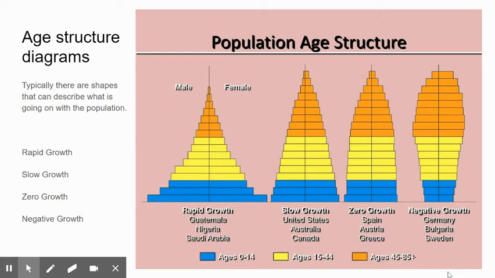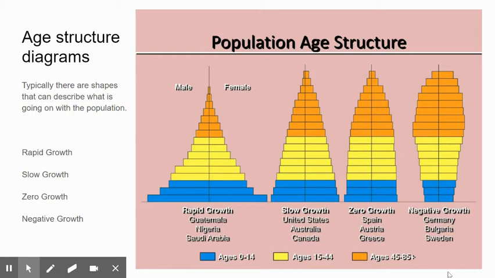Now, what countries would that be? That'd be Germany, Bulgaria, Sweden. That would be China, in essence, would be like that as well, because after the one-child policy, there was a large proportion of the population that was older. In the United States, we were probably experiencing that as well, but we changed our immigration policies to try to even it out.